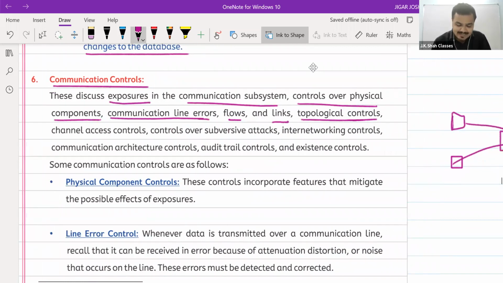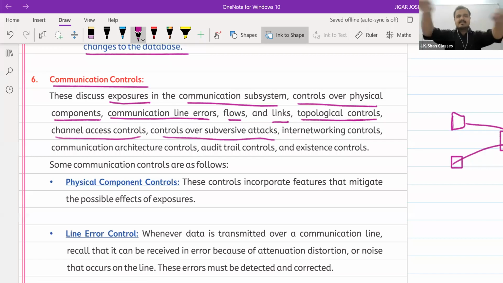Now further is the channel access control. Yes, sir. Channel access control. I'm going to explain it to you, don't worry. Control over the subversive attacks. What is a subversive attack? Sir, we remember when the genuine person is using the computer, when he enters, a non-genuine person or the intruder may follow the genuine person where the door is yet to close.